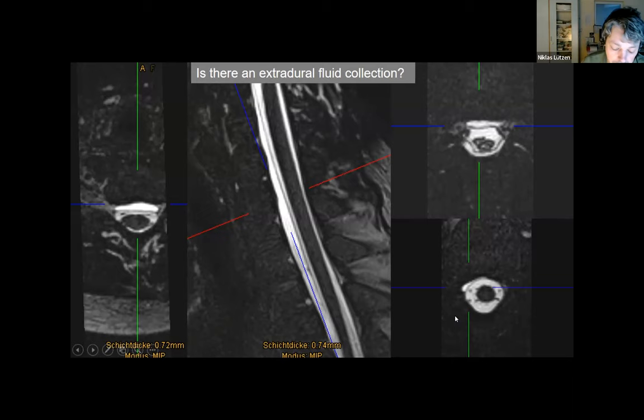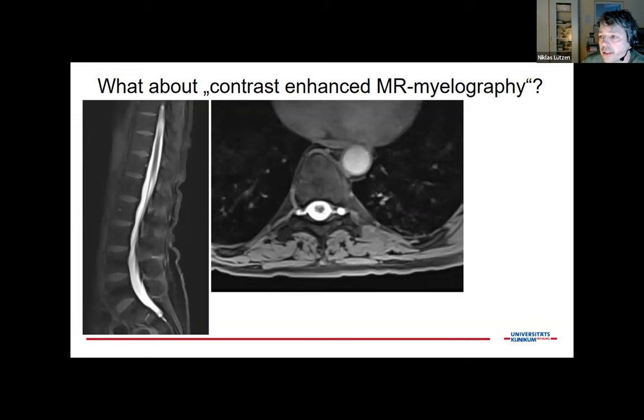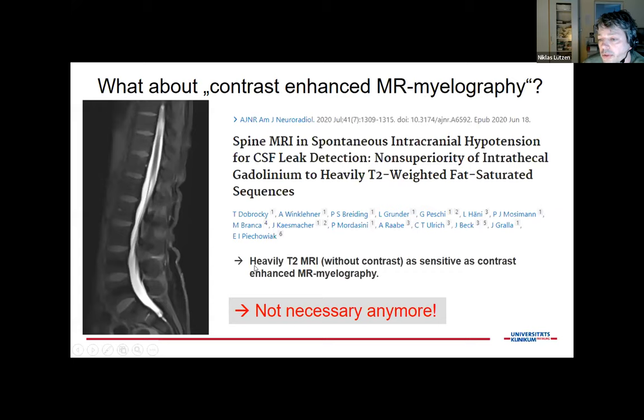So what about contrast-enhanced MR myelography? This technique needs a lumbar puncture, and we have to inject a contrast intrathecally. And we used these techniques in the past, but there's a good study about it that reports that heavily T2 MRI images, as I just showed, are as sensitive as enhanced MR myelography. So we think this technique is no more necessary to see an extradural fluid collection.